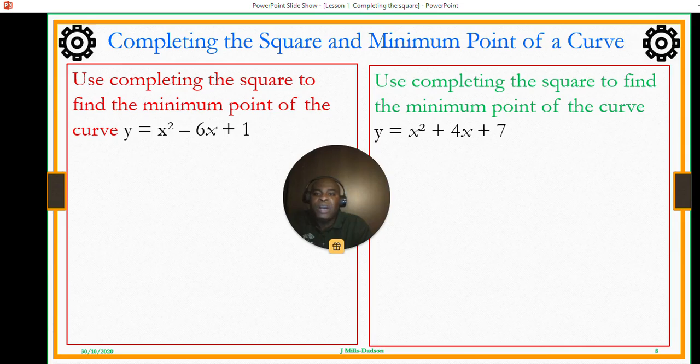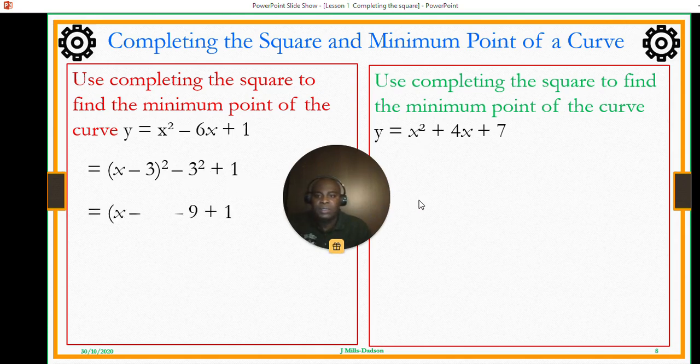Now, how do we work out the minimum point of a quadratic function using completing the square? We start by completing the square of the expression x squared minus 6x plus 1. B is 6, so divided by 2, that's 3. So you slot 3 into the formula. But like I said, you should now be familiar with your formula and you should be able to substitute straight away. Now 3 squared, you compute 3 squared.